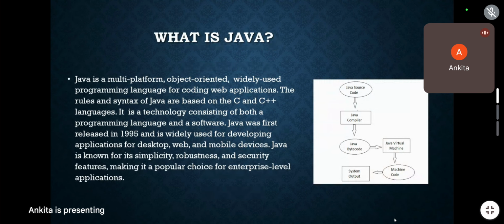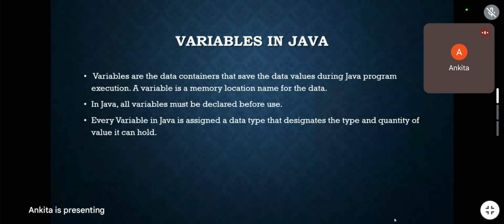So the first question arises, what is Java? Java is a multi-platform, object-oriented, widely used programming language. The rules and syntax of Java are based on C and C++ languages. Java was first released in 1995 and is widely used for developing applications for desktop, web, and mobile devices. Keeping it as our basic knowledge, let's proceed towards our seminar.